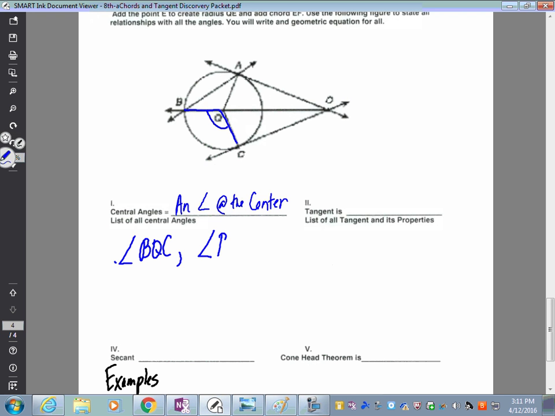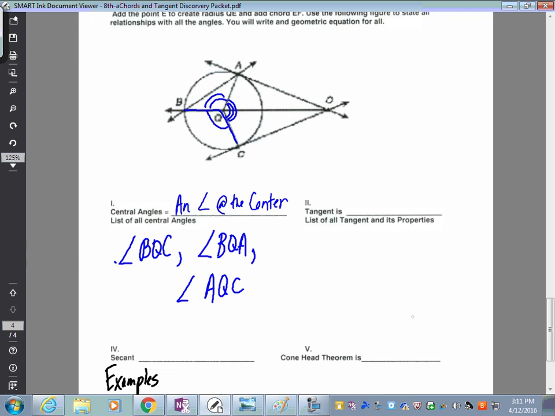Anyone see another at the center? Yes, angle symbol, B, Q, and A. Yep. That's also at the center. Then I'm going to go right underneath so we have room. Angle AQC is the last one, right? All right, so we have 3 angles at the center. That's review from last week.